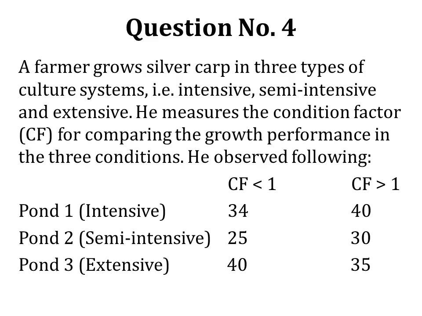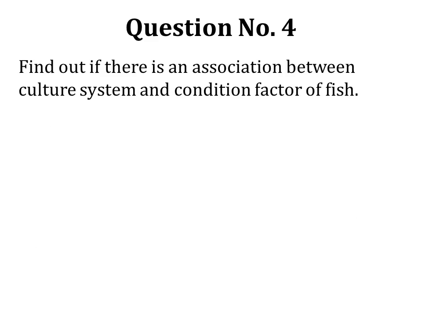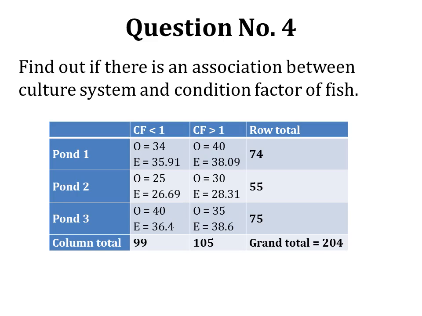And these are the observations that he made. There are 2 classes for the condition factor, less than 1 and greater than 1, and these are the observed frequencies. Now the question is, find out if there is an association between culture system and condition factor of fish.